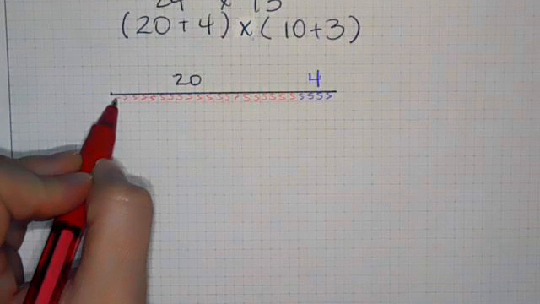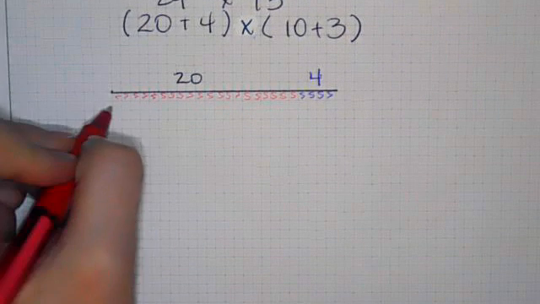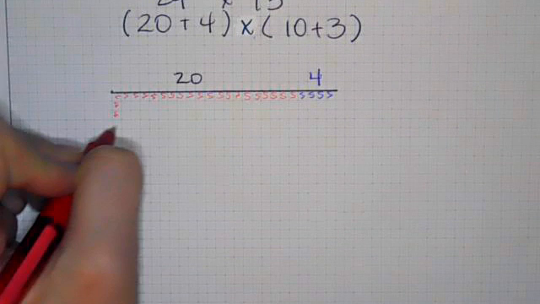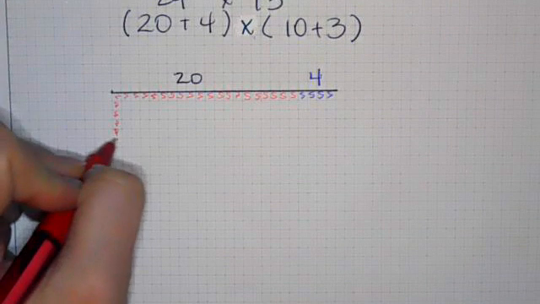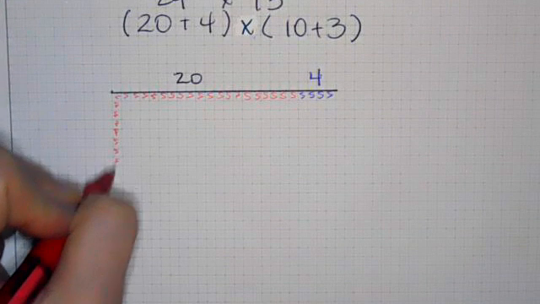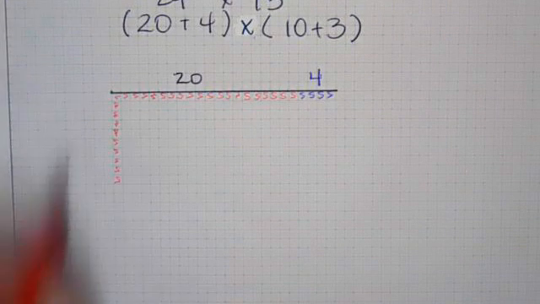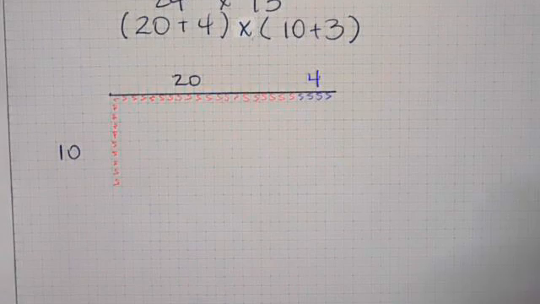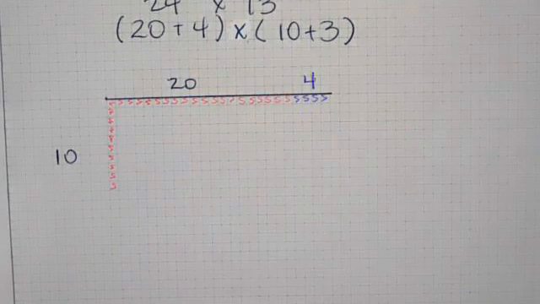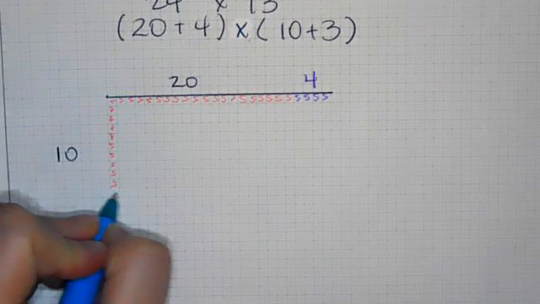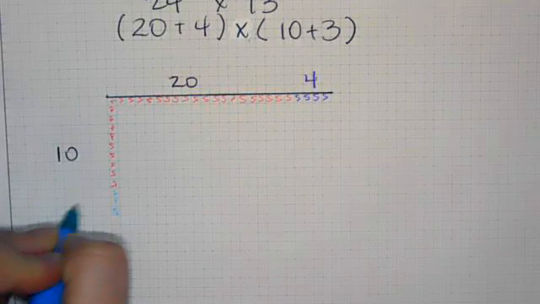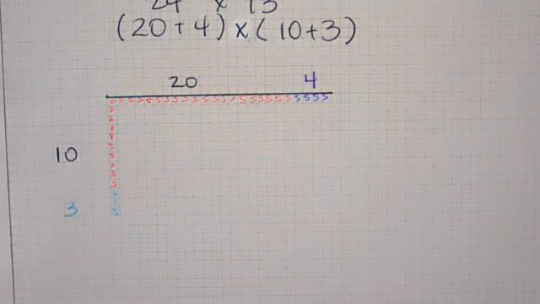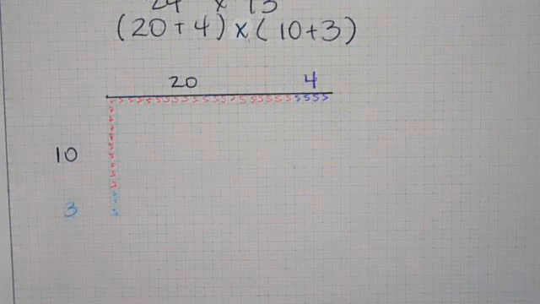So I'm going to take this existing 1 colored in, 2, 3, 4, 5, 6, 7, 8, 9, and 10. I'm going to label that on the side. And then I have plus 3. So 1, 2, 3. Label that over here. And I'm going to have to line this out.